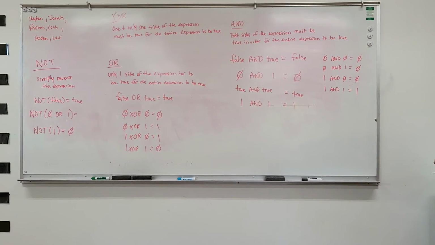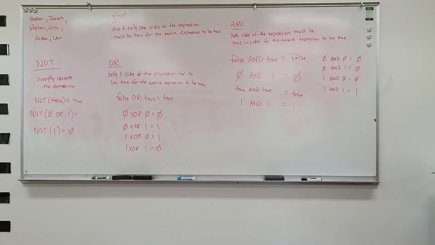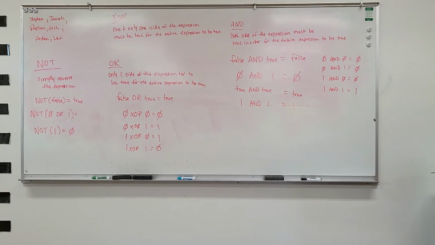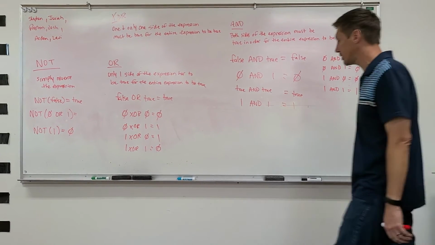All right, so let's talk about logic gates. Logic gates are basically physical devices. This is the actual hardware part. We've talked about software and hardware. This is the hardware part that actually performs these Boolean logic operations.